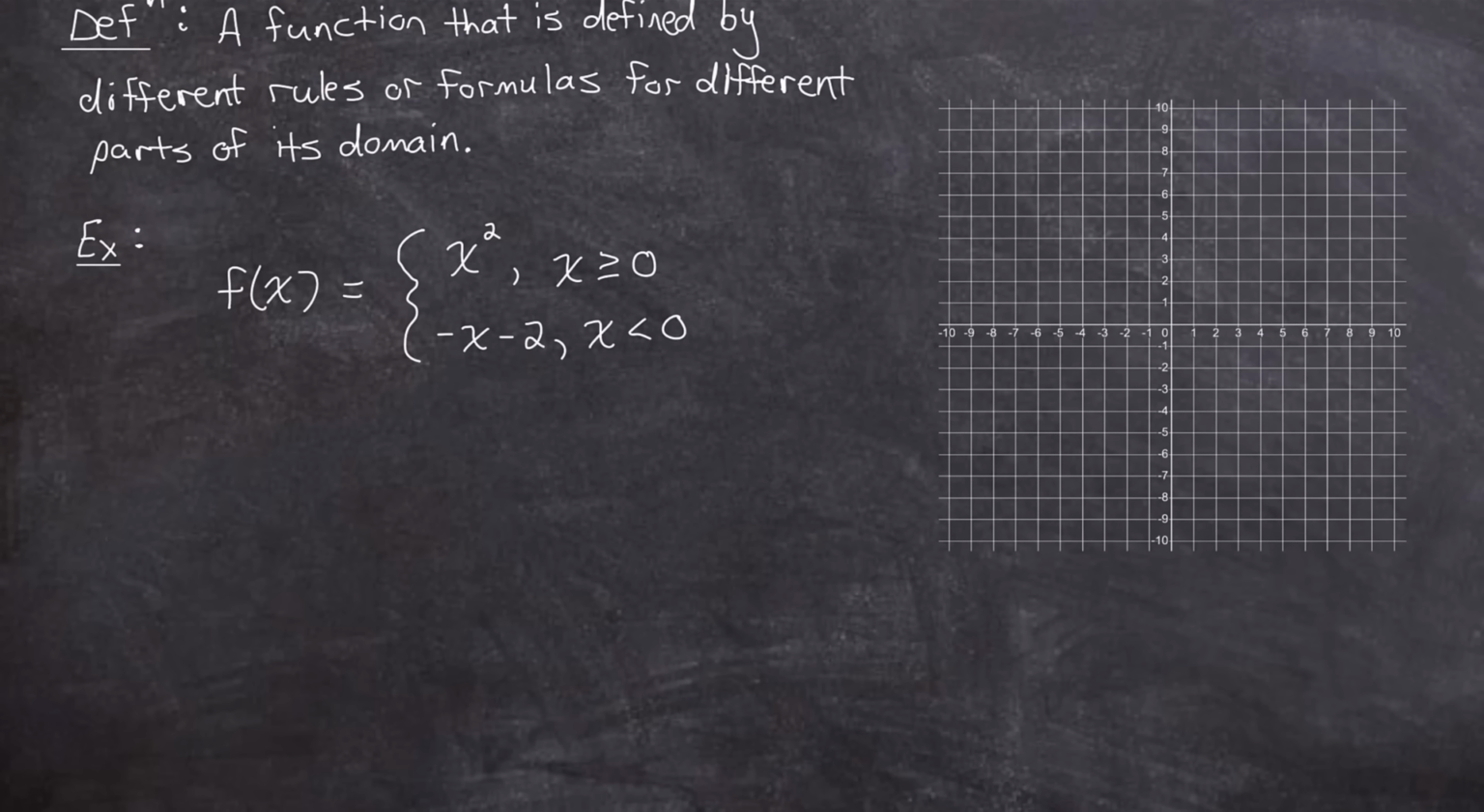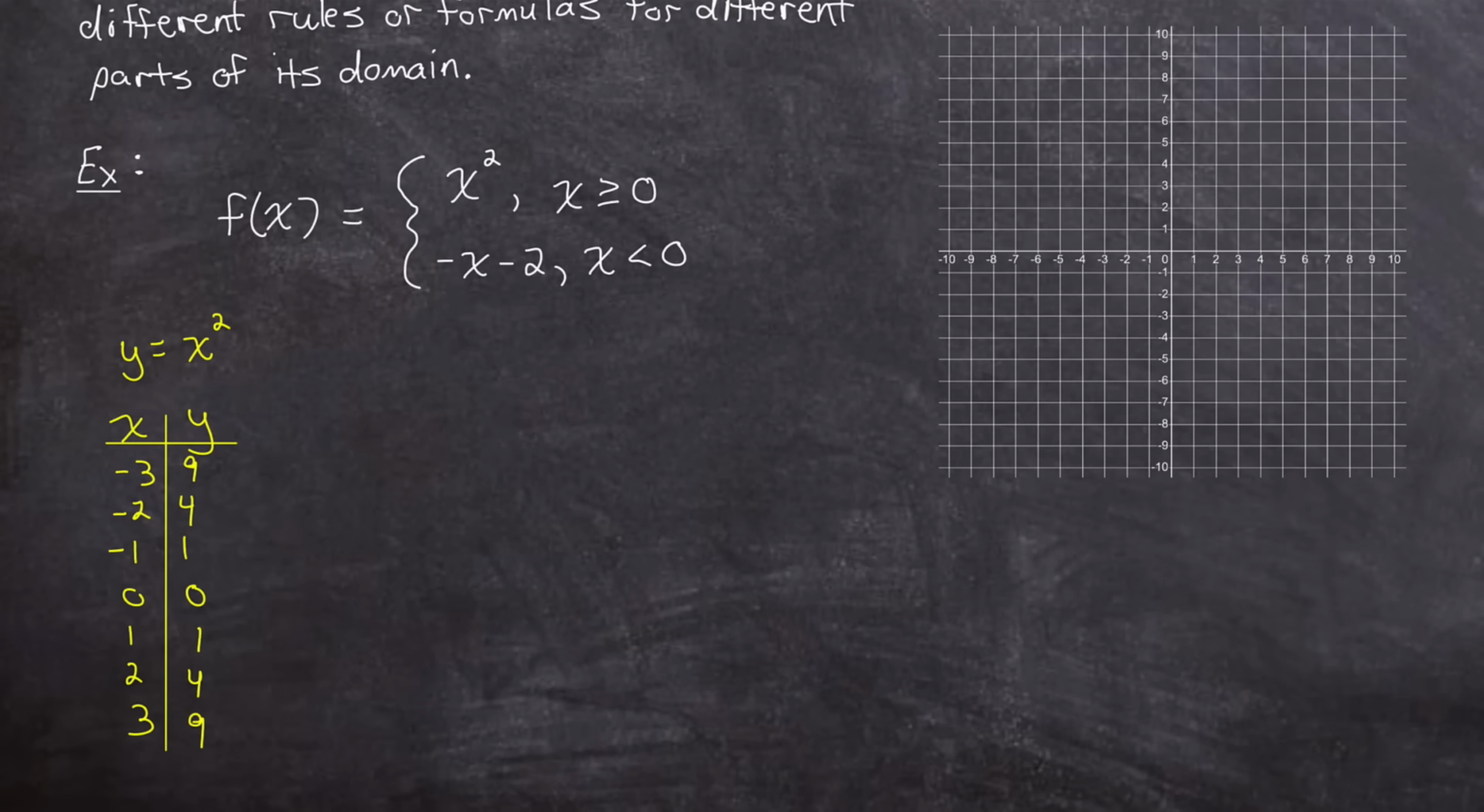We could start by looking at the graphs of both x squared and negative x minus 2, and then figuring out which parts of those graphs we want to use based on the restrictions in the domain. So let's start by looking at x squared. I can make a quick table of values for y equals x squared, and then using this table of values, I can make a quick sketch of y equals x squared. But based on the domain restriction, I know my f of x function is only going to be equal to x squared when x is greater than or equal to 0. So I only want this part of the function, the right side of it, using those points from my table of values.